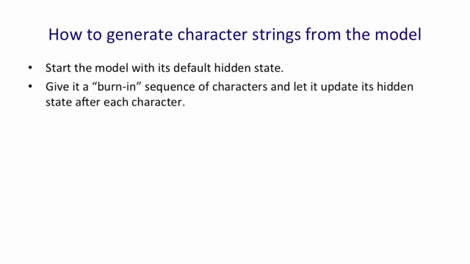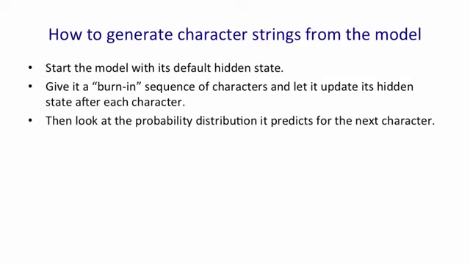Once the model's learned, you can see what it knows by generating strings from the model. Of course, you have to be very careful not to overinterpret what it says. The way we generate strings is we start in the default hidden state. We then give it a burn-in sequence, so we feed it characters and let it update its hidden state after each character.